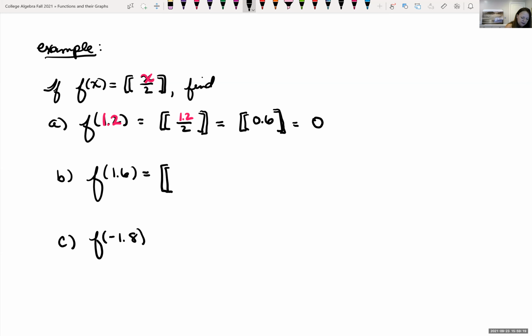So for the second one, same idea. This time we're plugging in 1.6 wherever we see an x. So we have 1.6 all over 2, and we're taking the greatest integer of that result. Well, if I divide 1.6 by 2, that gives me 0.8, which is also not an integer. But the biggest integer smaller than 0.8 is also 0.